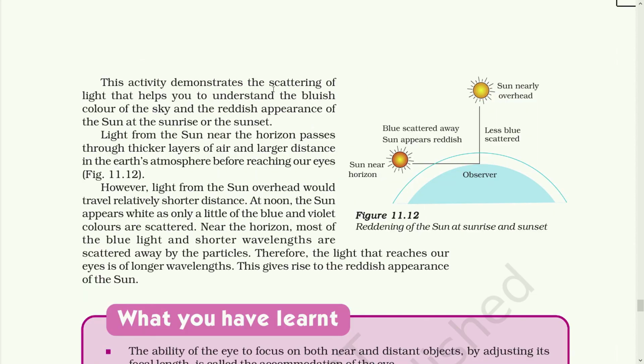This activity demonstrates the scattering of light that helps you to understand the bluish color of the sky and the reddish appearance of the sun at sunrise or sunset. Light from the sun near the horizon passes through a thicker layer of air, a larger distance in the earth's atmosphere, before reaching our eyes. However, light from the sun overhead travels a relatively shorter distance. At noon, the sun appears white as only a little of the blue and violet colors are scattered.